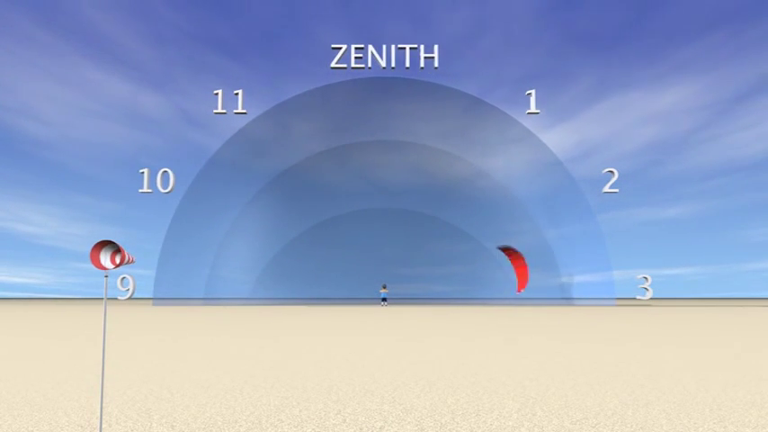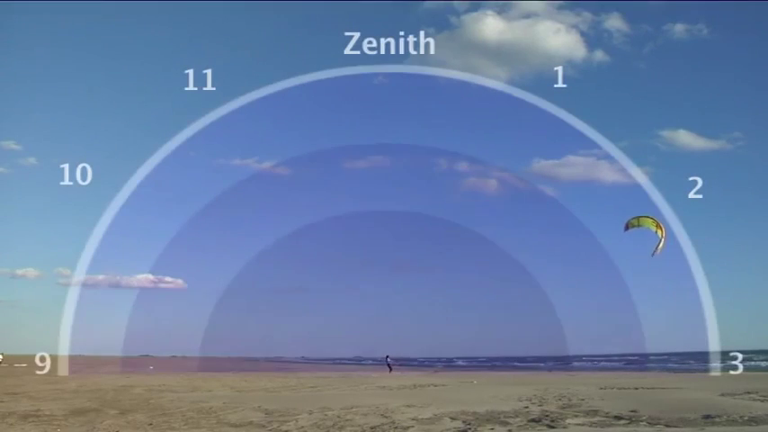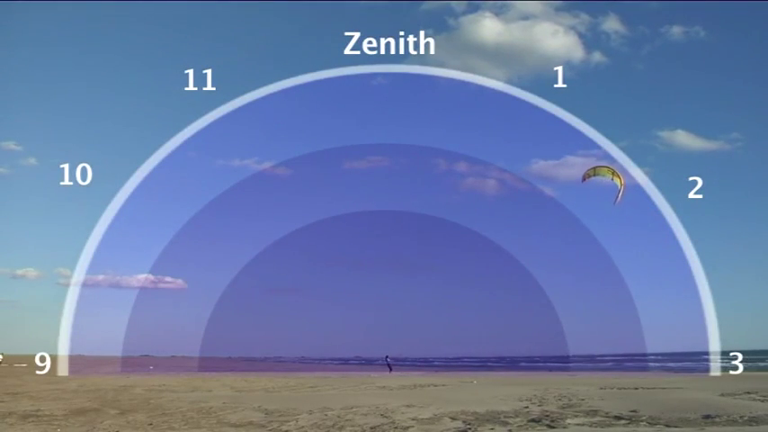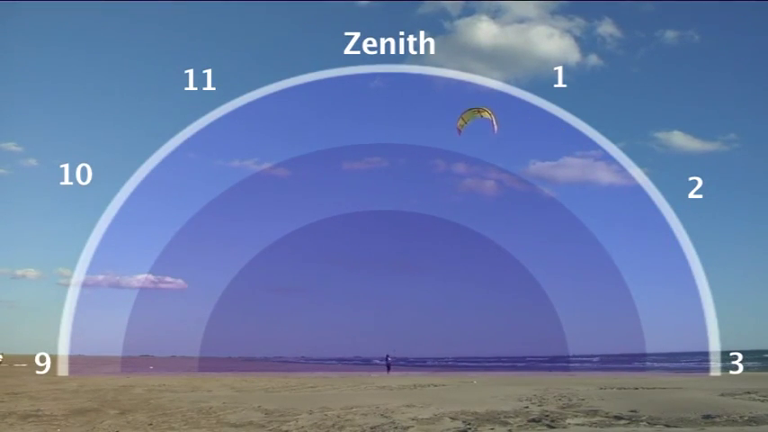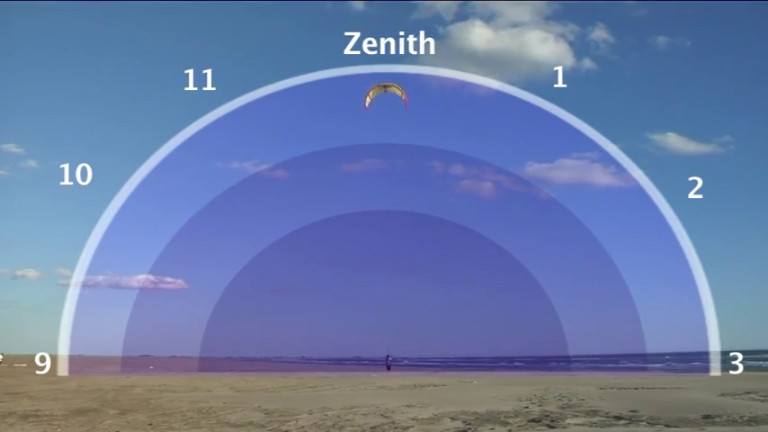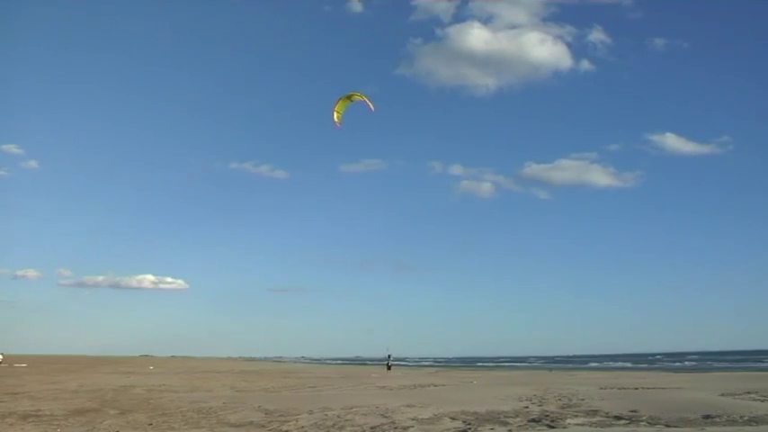We will now describe the different zones of the wind window. The circumference or perimeter of the wind window can be described as a clock face from 9 o'clock to 3 o'clock. When the kite is directly above your head, that is, in the 12 o'clock position, this is called the zenith or the neutral position.